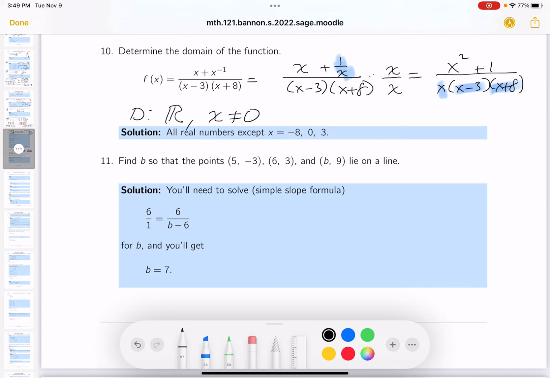And let me write those down for you. So it cannot be 3. That would be a division by 0. And it can't be minus 8. Let's look at the k, and they list those numbers in order, minus 8, 0, and 3.